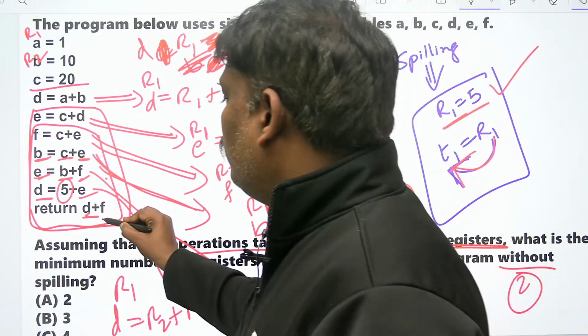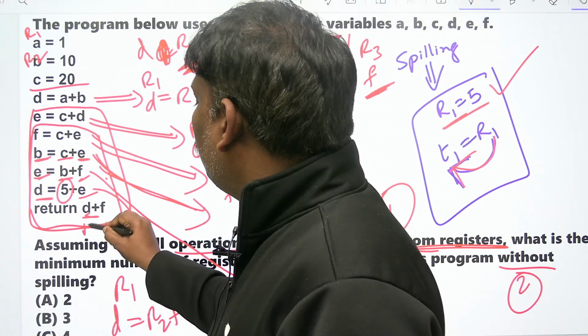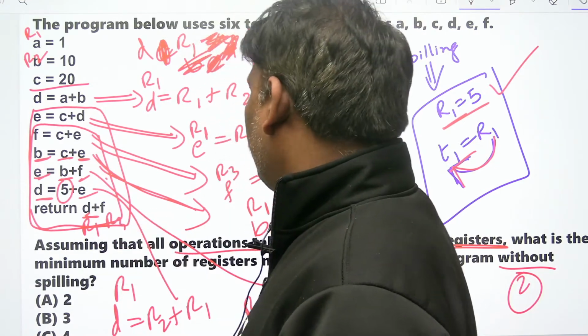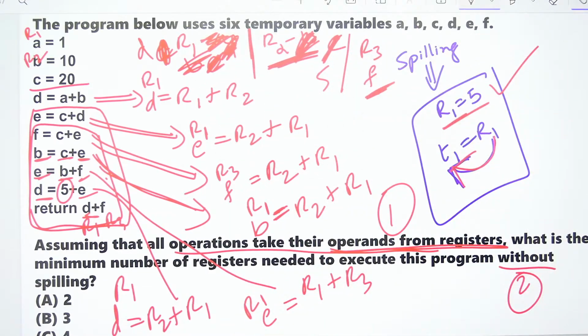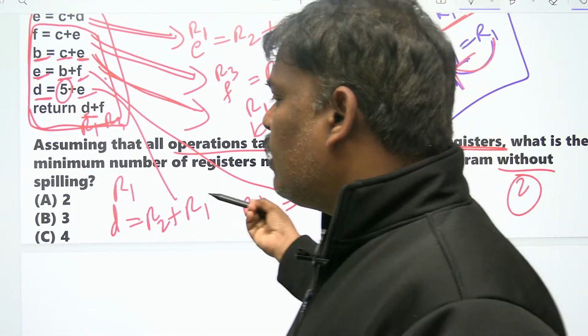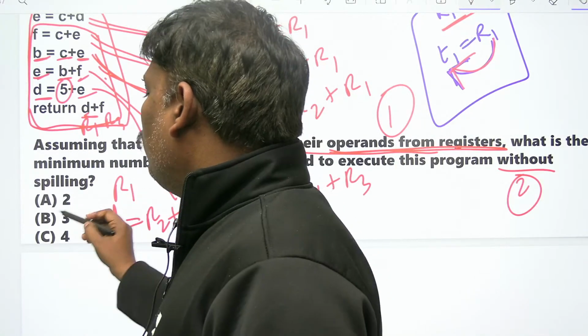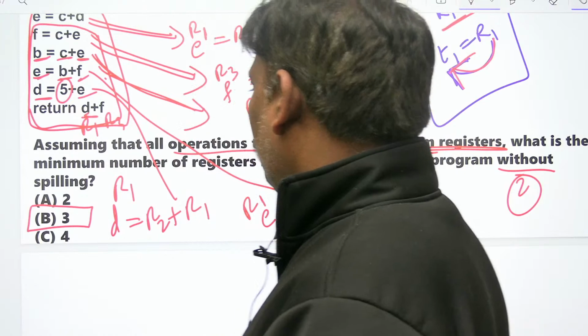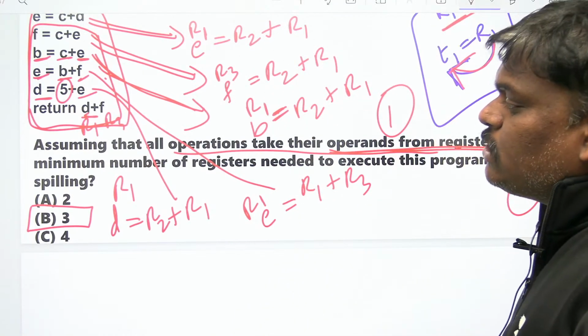Now what is the last one? D plus F. D means what? R1. F means what? R3. I think that's over. If you observe clearly, no more than 3 registers are required. And while doing this procedure, nowhere have I done spilling, right? All operations I did in the registers only.